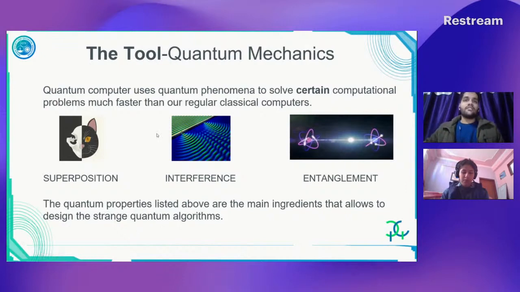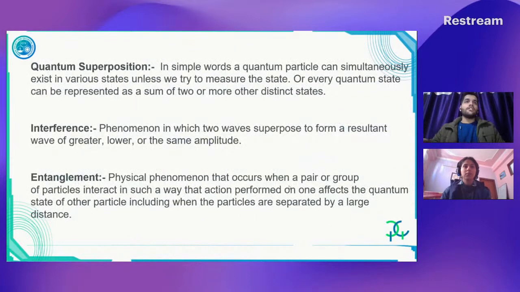So the next is interference. I hope most of you already knew about this. It is a property of waves that waves can interfere constructively or destructively and can form a larger or a smaller wave. And then comes the entanglement. It is the most important concept in quantum mechanics, for the quantum computing part only. So I'll come to this.